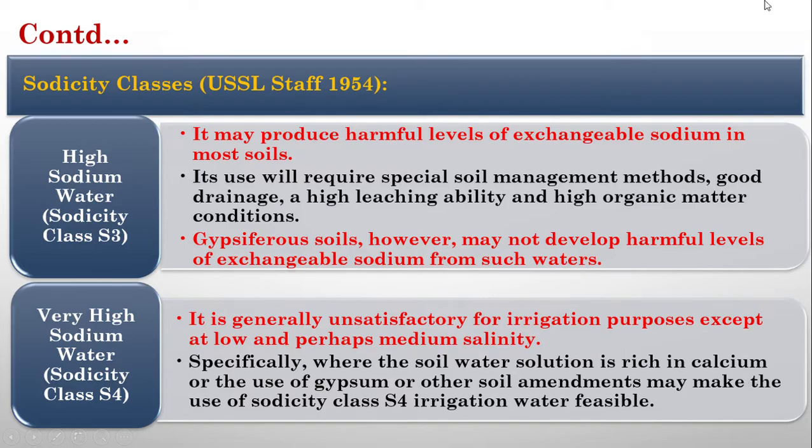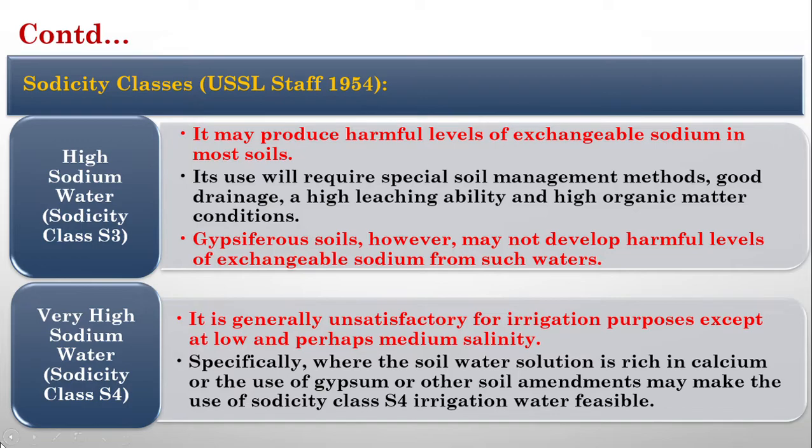S3 class can produce harmful levels of exchangeable sodium in most soils, and when the soil has gypsum content we can use this. When the soil has some amount of gypsum, then we can use this S3 type of water. And regarding S4, it is unsatisfactory for irrigation purposes except at low and perhaps medium salinity. When the salinity is very low or medium, then we can use this S4 type of water. So according to these two, salinity class and sodium class, there are 16 combinations of water which is classified by USSL.